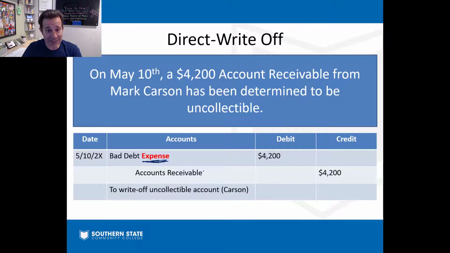We're literally taking that account receivable off the books because Mark's not going to pay. Doesn't mean he's a bad person. Just means he's not going to pay. We're writing off that uncollectible account.